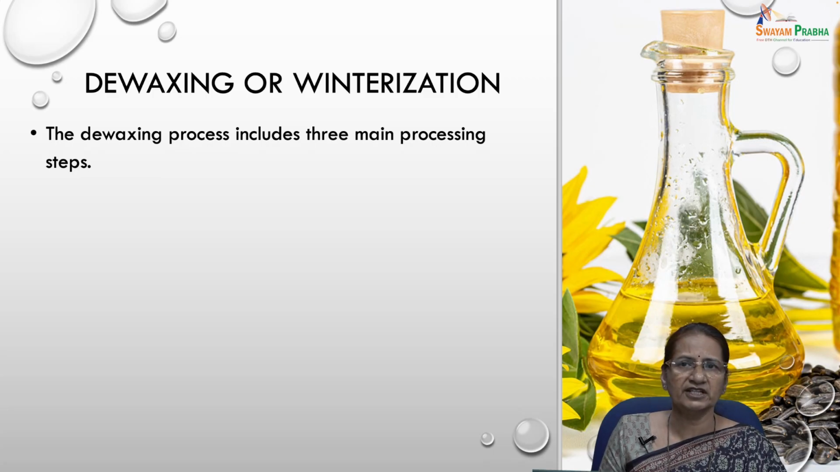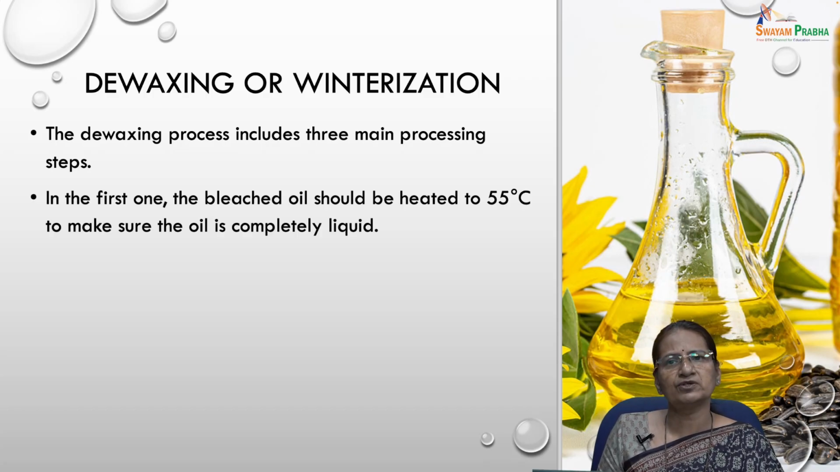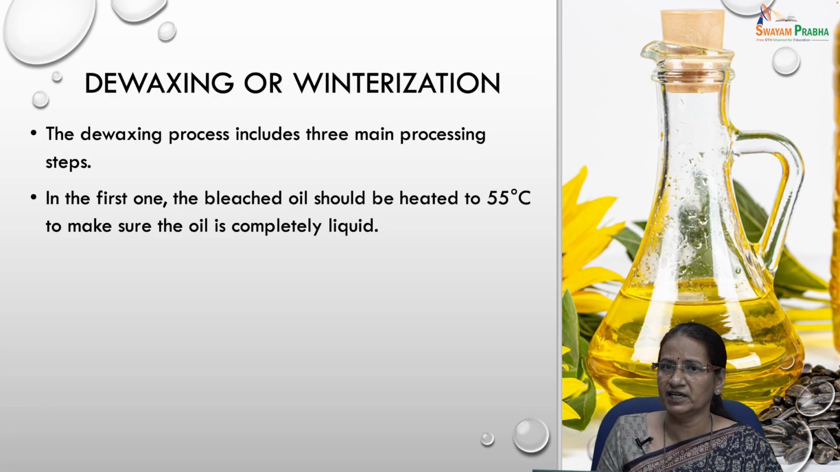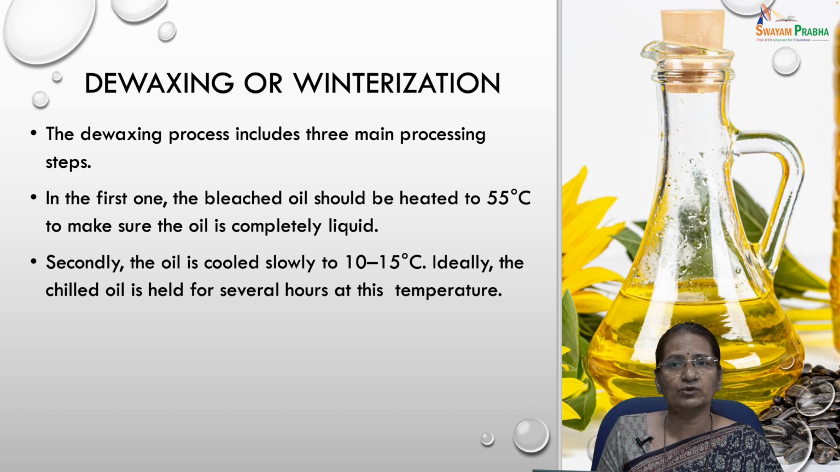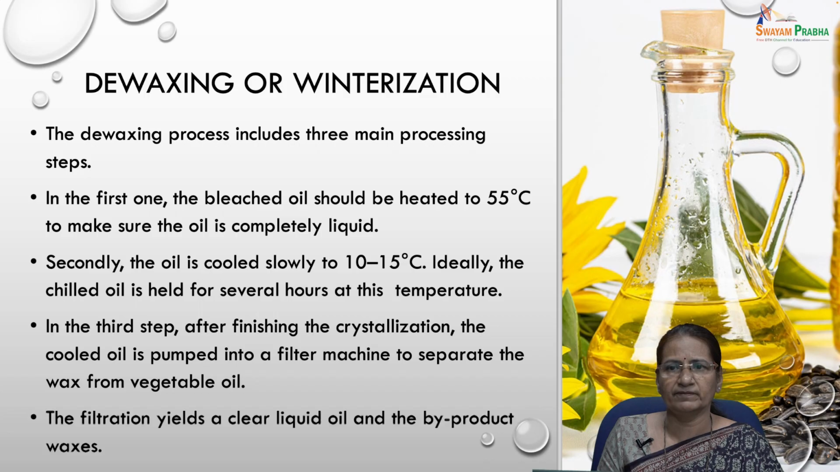The dewaxing process includes three main processing steps. In the first one, the bleached oil should be heated to 55 degrees centigrade to make sure the oil is completely liquid. Secondly, the oil is cooled slowly to 10 to 15 degrees centigrade. Ideally, the chilled oil is held for several hours at this temperature. In the third step, after finishing the crystallization, the cooled oil is pumped into a filter machine to separate the wax from the vegetable oil. The filtration yields a clear liquid oil and the byproduct waxes.